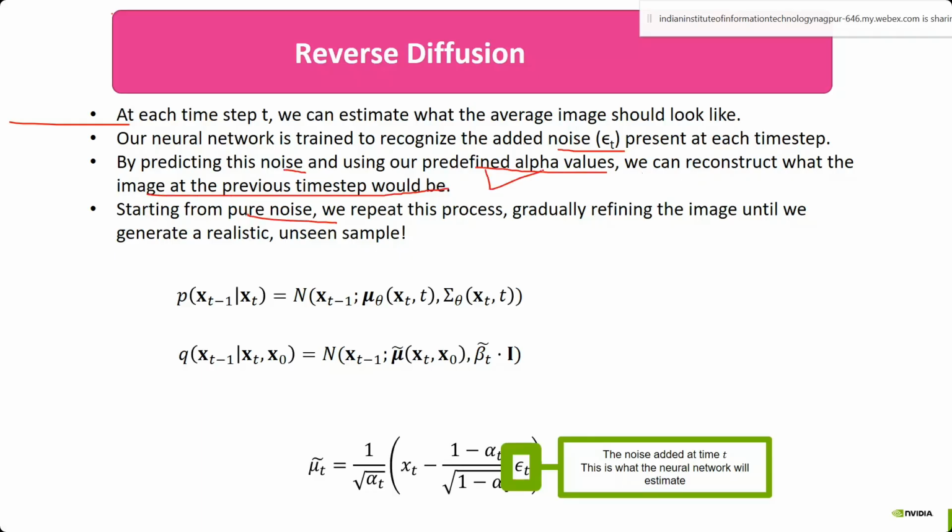So if your model is able to predict that noise, then what you will do is remove that predicted noise from the image. Starting from pure noise, we repeat this process, gradually refining the images until we generate a realistic unseen sample. So you take the pure noise and repeat the reverse diffusion process.